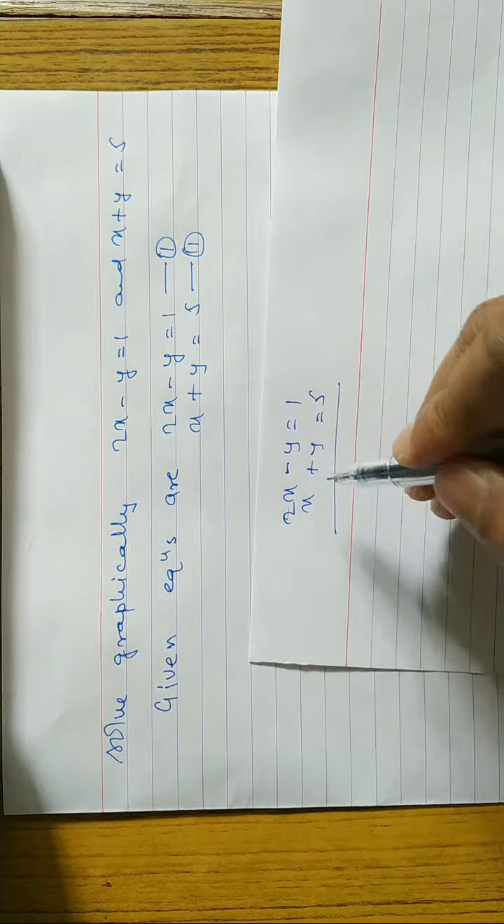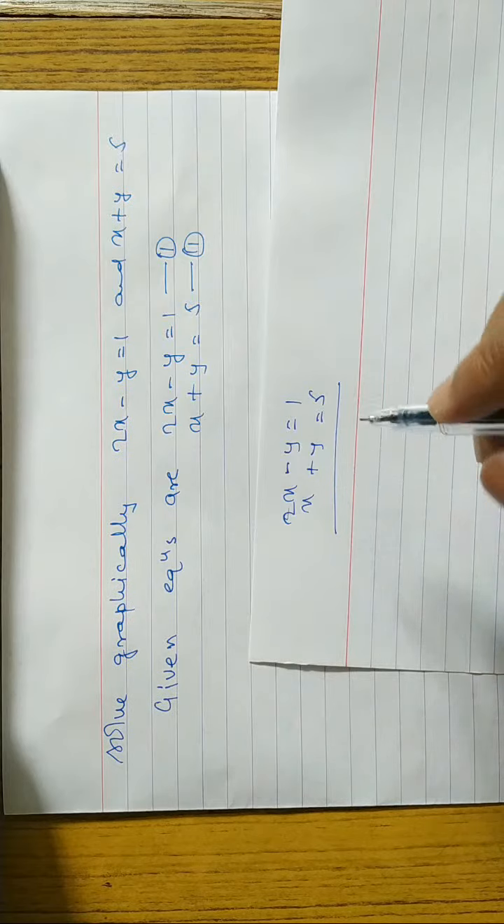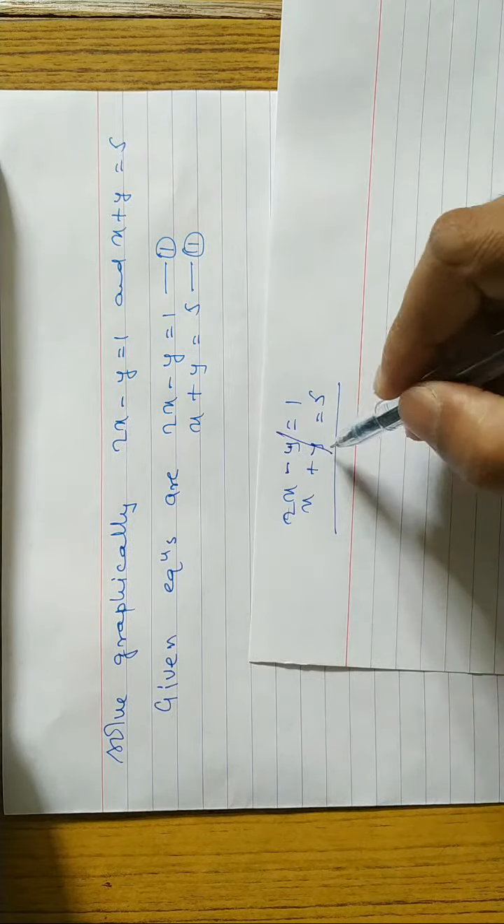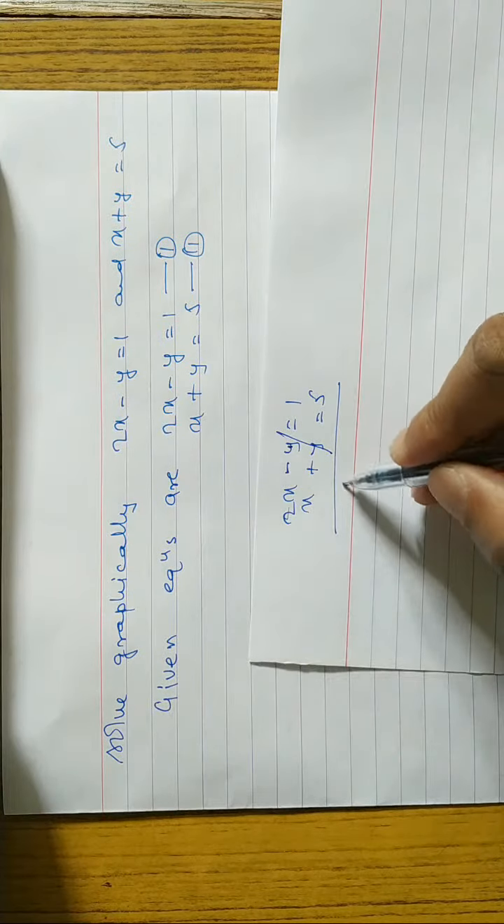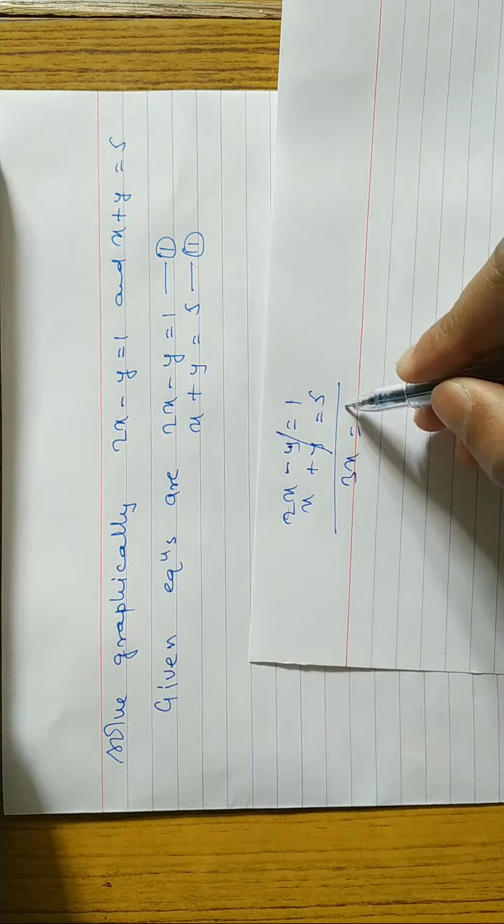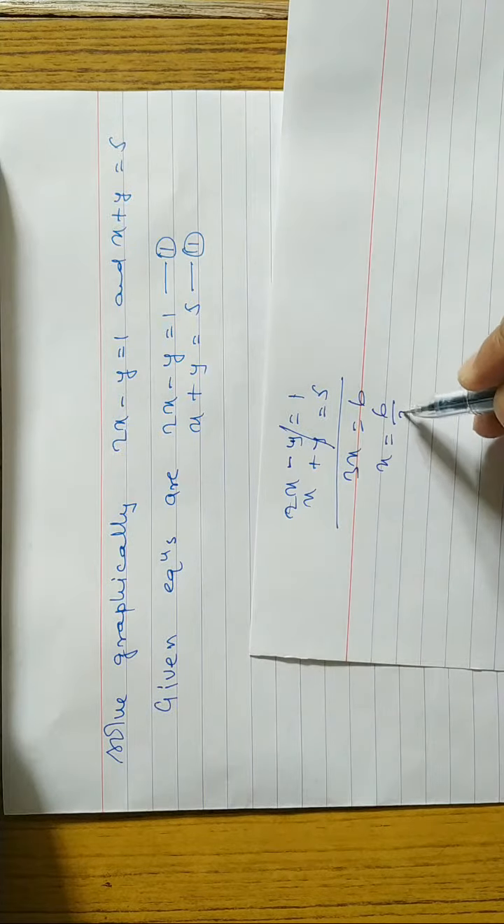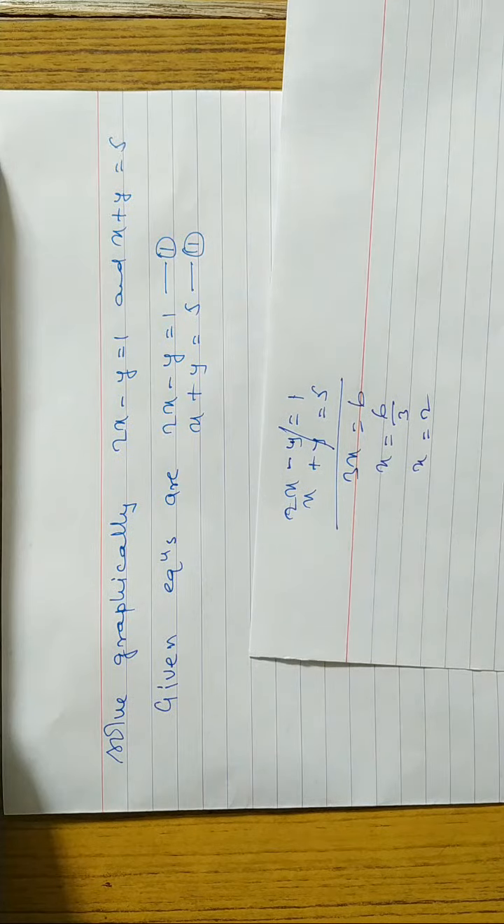First of all, we have to solve and find out the value of x and y. You can see here x and x, these two cancel. 2x plus x, we get 3x is equal to 1 plus 5, 6. So x is equal to 6 by 3, and x is equal to 2.